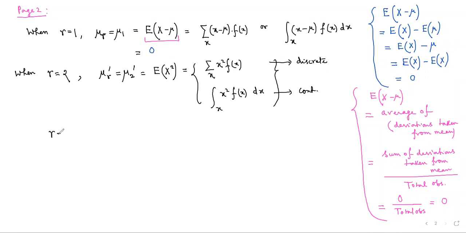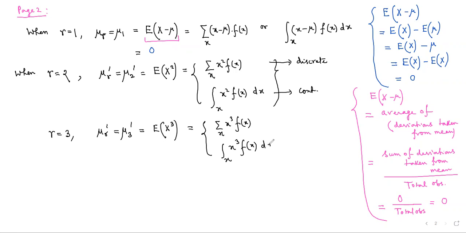When r equals 3, mu r prime gives you mu 3 prime, which is similarly expectation of x to the power 3. For the discrete case, it is summation of x cube f(x). And for the continuous case, it is integration of x cube f(x) dx. This is for discrete case D. This is for continuous case C. For r equals 4. Now, probably you are thinking that we have understood, why are you writing so many things? We can deduce them by ourselves, so you don't have to write it again and again.